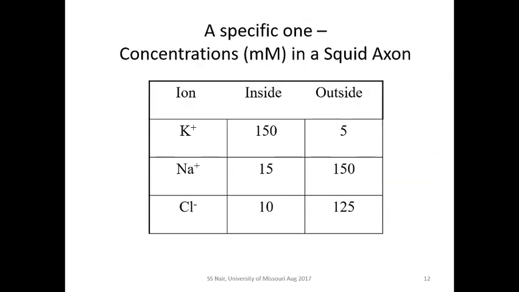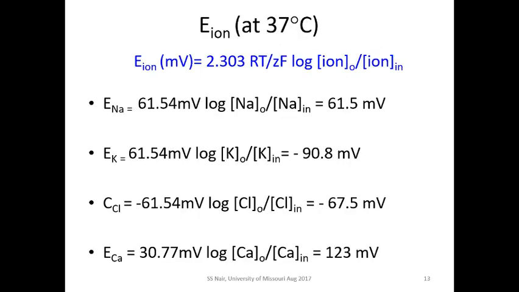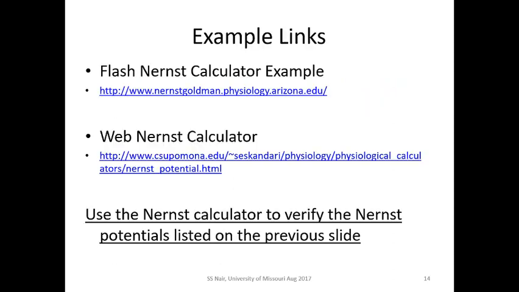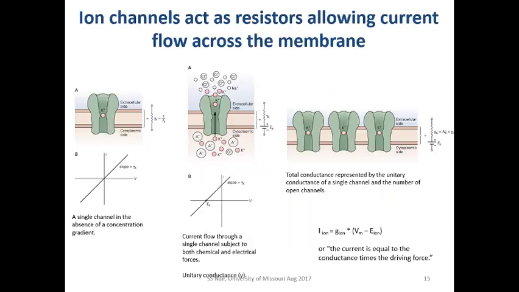Go to the next slide, slide 12. For a squid giant axon, here are some numbers. And on the next slide, we'll show you how to calculate some more details. These are all details. And then finally, I think there are calculators available on the internet. Please try these out. It gives you more details about Nernst and resting potentials.